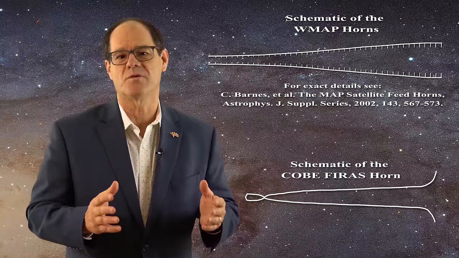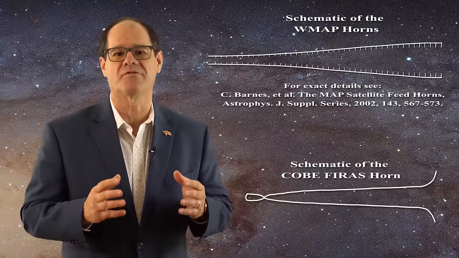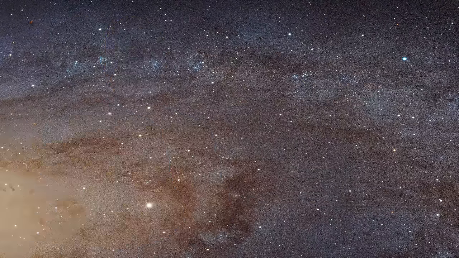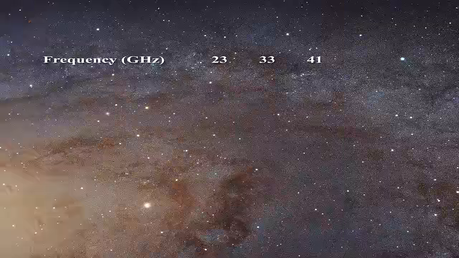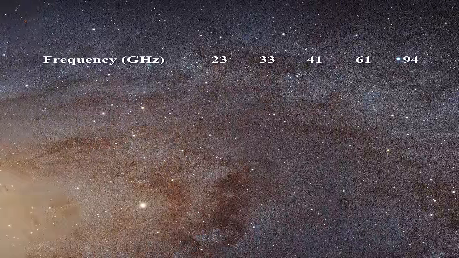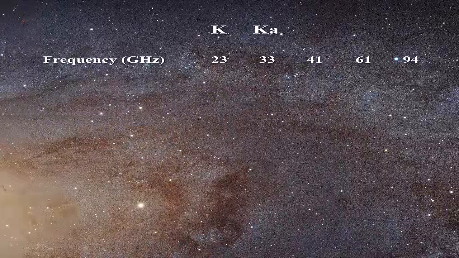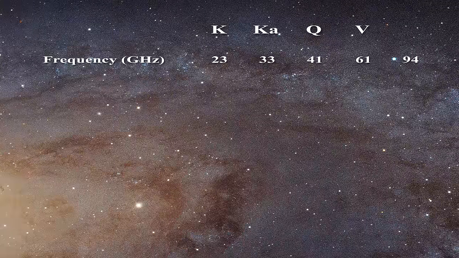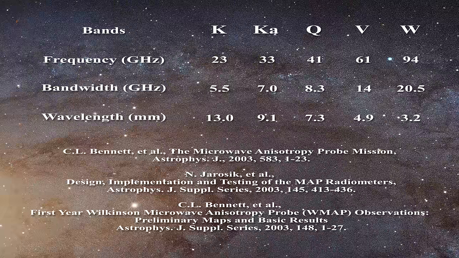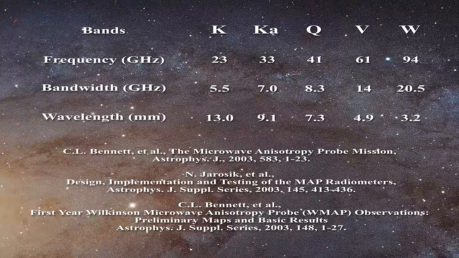Using such corrugated horns, the WMAP satellite sampled 5 frequency bands in the microwave region of the electromagnetic spectrum at 23, 33, 41, 61, and 94 gigahertz. These regions are commonly known as the K, Ka, Q, V, and W bands. In this table, the associated bandwidths and central wavelengths are also displayed.